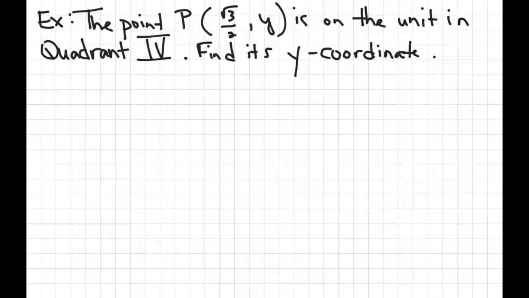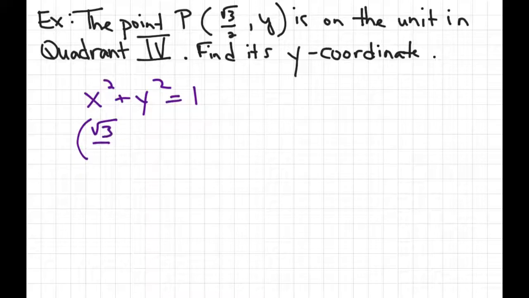The point P, which is at square root of 3 over 2 comma y, is on the unit circle, but it's in quadrant 4. Find its y coordinate. Well, I can go and use this formula for a circle. The only thing I don't know is y. Well, it's just an equation that I'll solve for y.